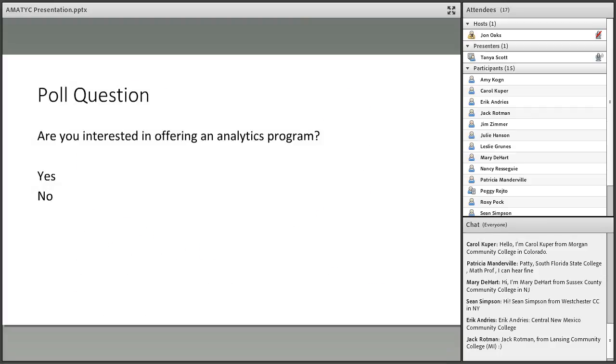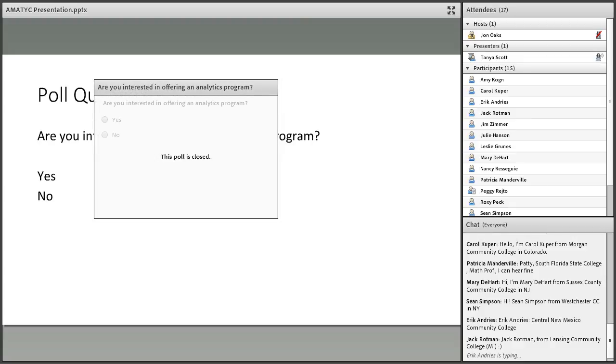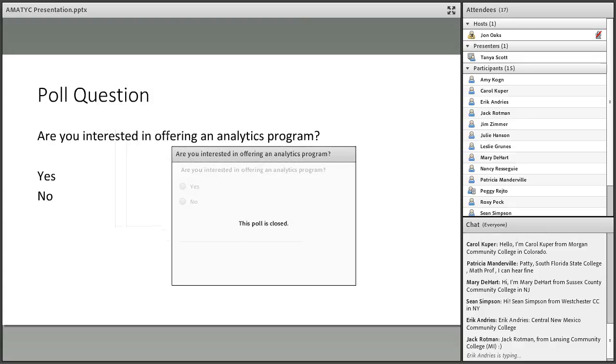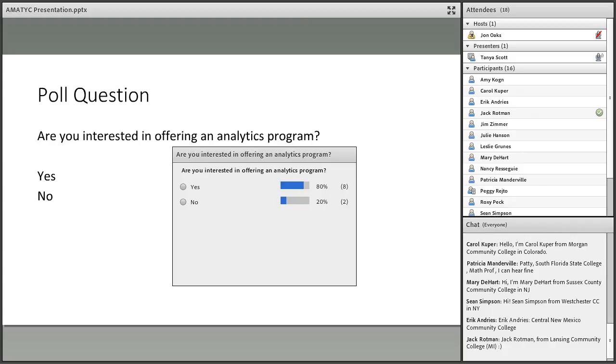All right, so here's a quick poll question. Are you interested in offering an analytics program, yes or no? So we'll have our first poll. And I'm assuming if you're listening to this presentation, I'm expecting to see a landslide yes. And we'll see if I'm correct. Looks like so far I'm right. I should have bet money on this one.